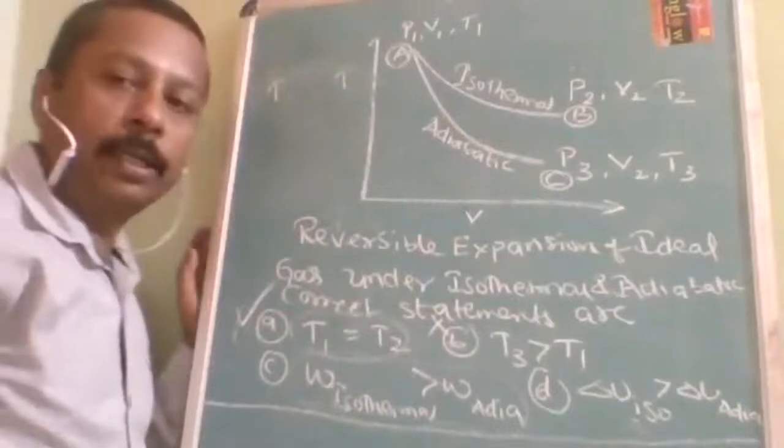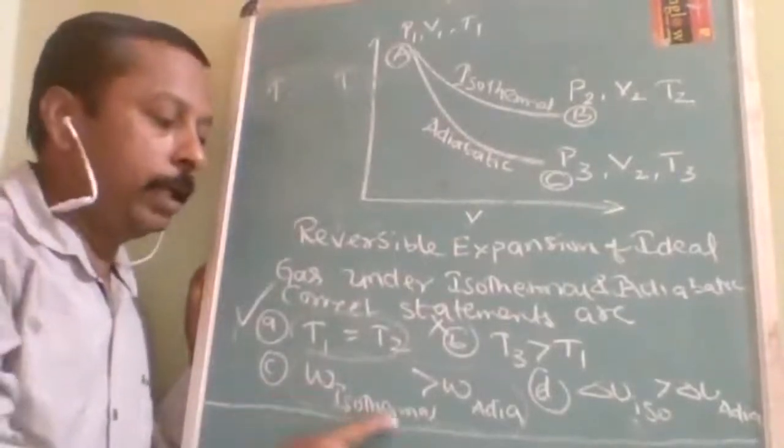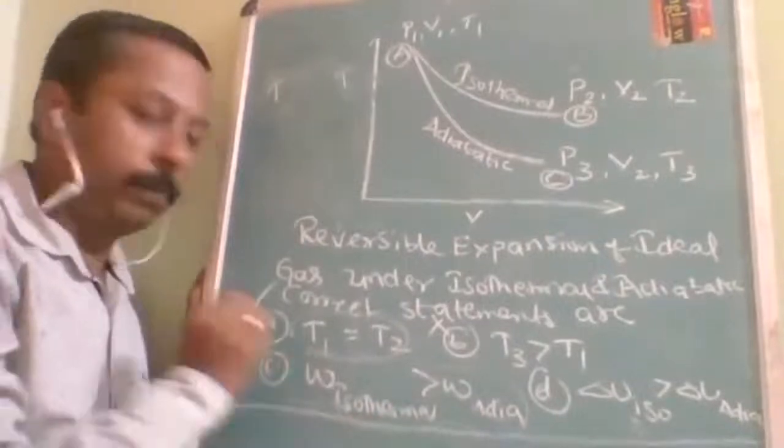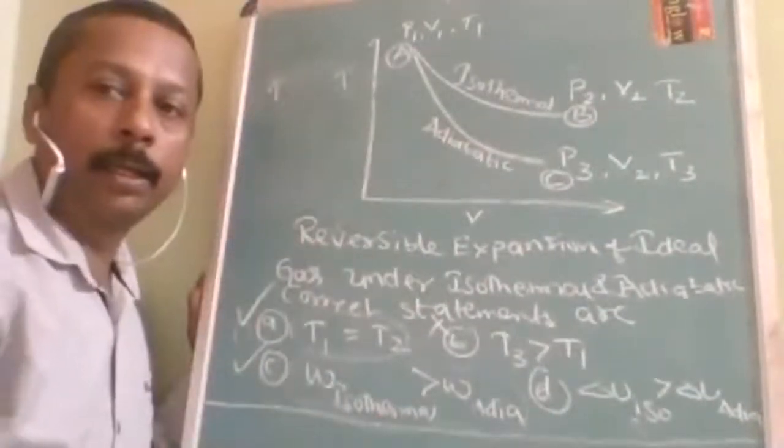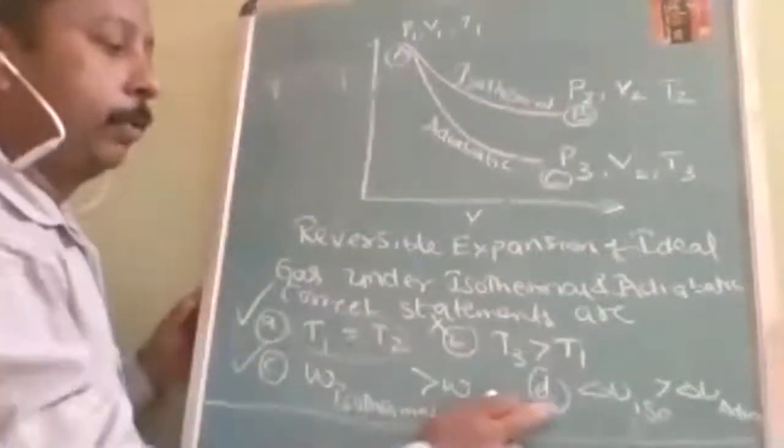So the area under the curve signifies the work done. Therefore, work done in isothermal is greater than adiabatic. That's why this option is correct. Why is this option correct? Is it understood? Then coming to D.